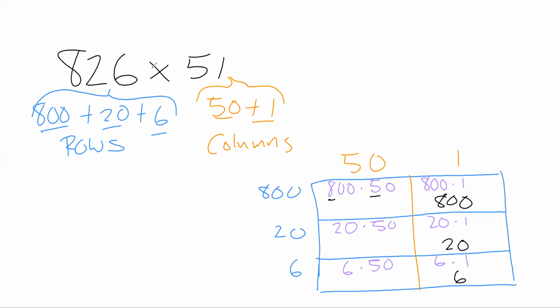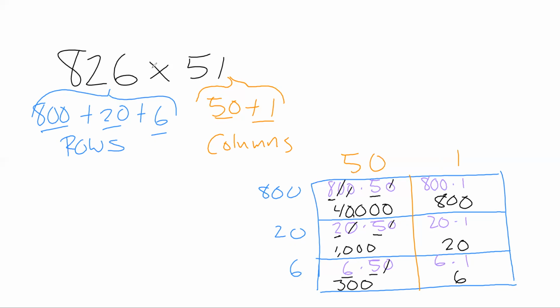8 times 5, we're counting by 5 8 times. So that's 40. And then I have 1, 2, 3 zeros. Wow, that's a bigger number. So we got 40,000 there. Okay. 2 times 5 is 10. And 2 more zeros. That gets me 1,000. 6 times 5 is 30. And a 0. So that's 300.